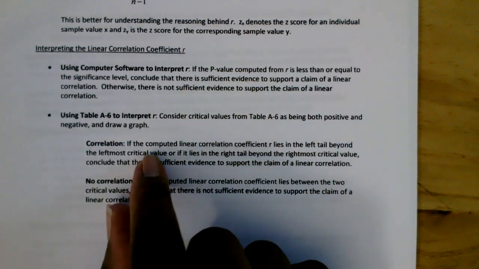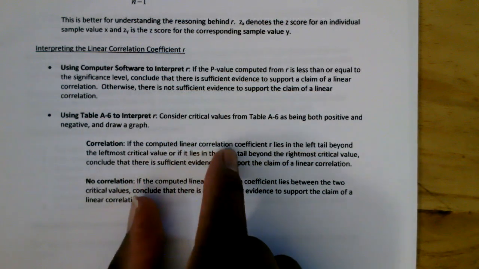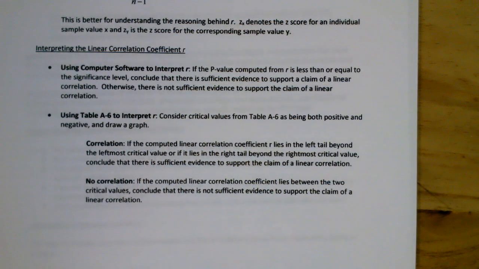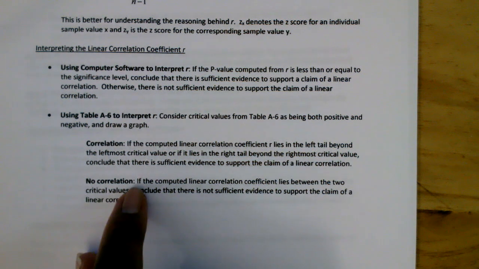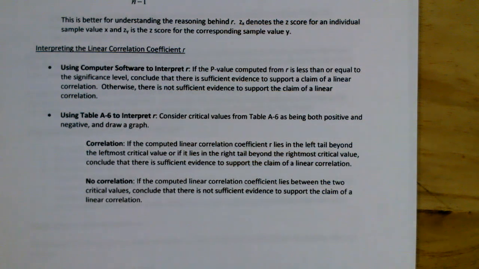Now, if the computed linear correlation coefficient r lies in the left tail beyond the leftmost critical value, or if it lies in the right tail beyond the rightmost critical value, then we can conclude that there is sufficient evidence to support the claim of a linear correlation. However, if the computed linear correlation coefficient lies between the two critical values, then we can conclude that there is not sufficient evidence to support the claim of a linear correlation.